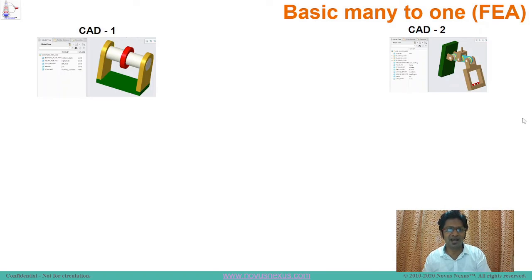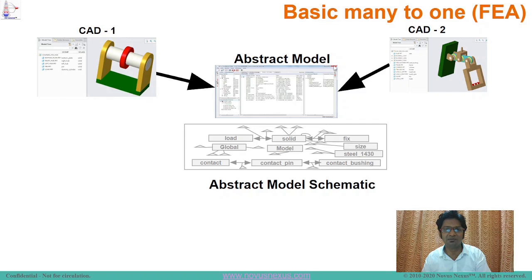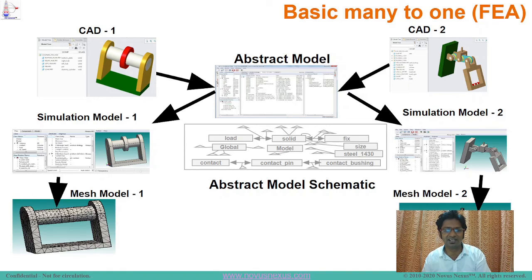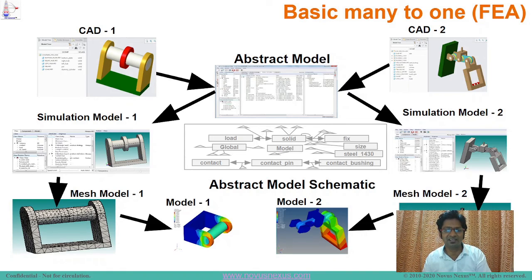So let's say we have two different CAD models. This is CAD model 1 and this is CAD model 2. Both are different CAD models, and we have created a standardized abstract model file. When we synchronize this abstract model file with the respective CAD models, then we get the respective simulation model, the respective mesh model, and the respective input deck, which when we submit to the solver we'll get the respective results.